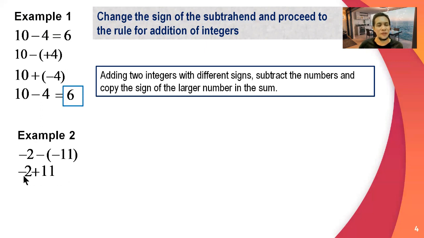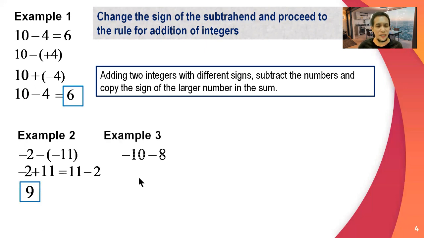Different signs. So we'll apply the rule. We're going to subtract 11 and 2. So that's 11 minus 2 is 9, and copy the sign of the larger number, which is 11, and the sign for 11 is positive. So our answer would be positive 9. All right, so any question? Okay, so example number 3, negative 10 minus 8.